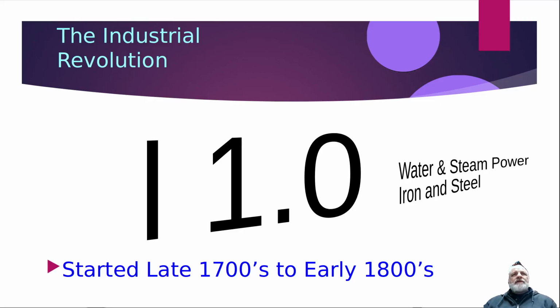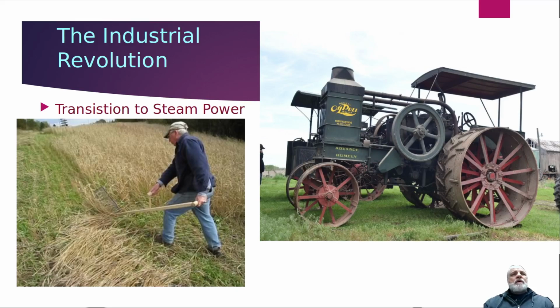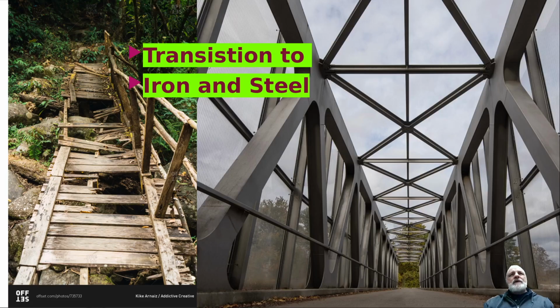So, the Industrial Revolution really started in the late 1700s and into the early 1800s. And the big things there were the transition from manual labor to steam power, and also a transition of building using iron and then steel as opposed to wood and brick.